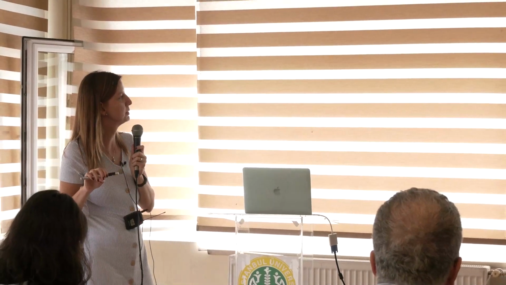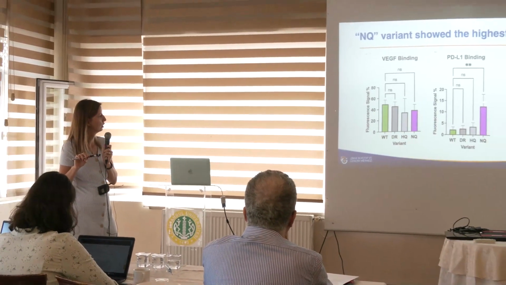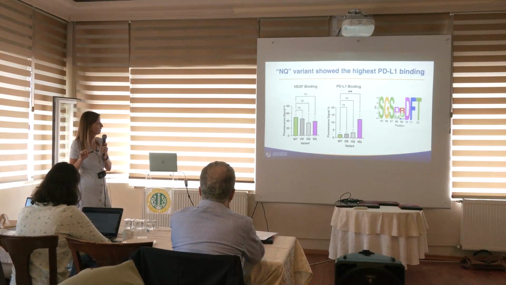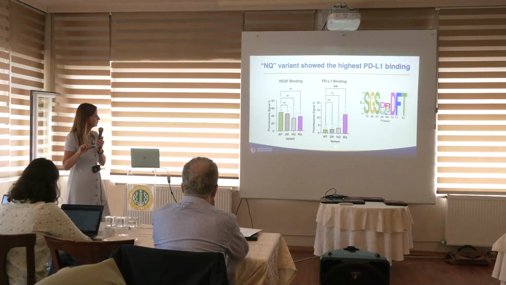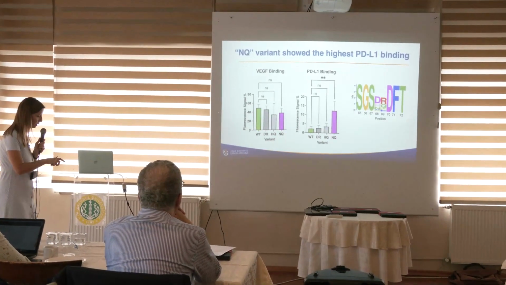Also, we checked those mutants that we got, the most present mutants, to see if they lose VEGF binding, and they are in the same range. There is no significant difference between them. For the PDL binding, only NQ was better than the wild type. Actually, NQ is not that enriched here, but it was way better than the other mutants that we got from the library hit.